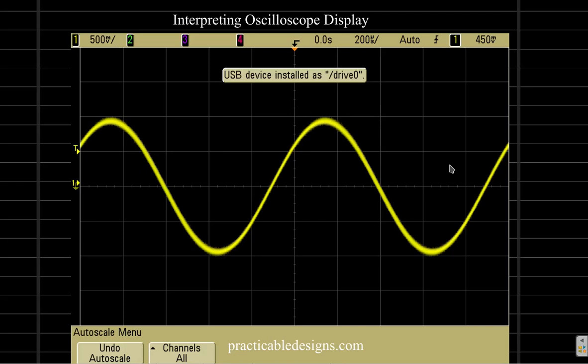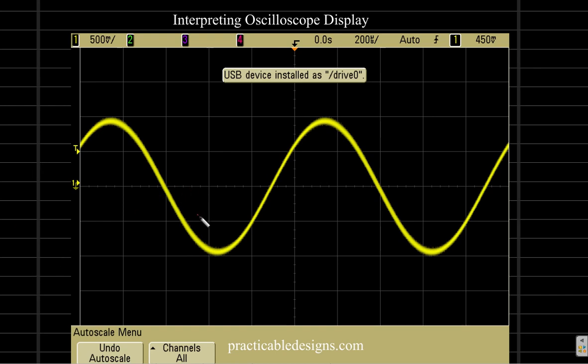We want to look at interpreting the oscilloscope display. Now, I copied this image from a website called practicabledesigns.com. They talk about this sort of thing here. Now, just a reminder of certain things.